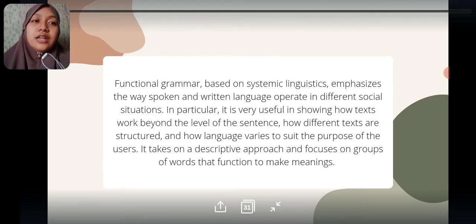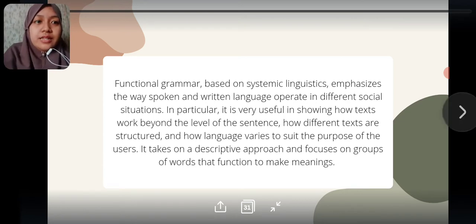In particular, it is very useful in showing how texts work beyond the level of the sentence, how different texts are structured, and how language varies to suit the purpose of the users. It takes a descriptive approach and focuses on groups of words that function to make meanings.